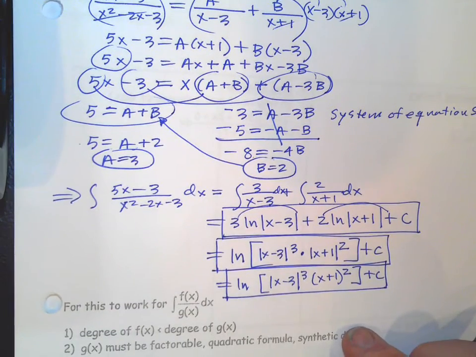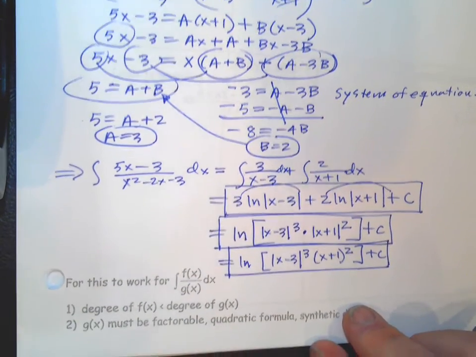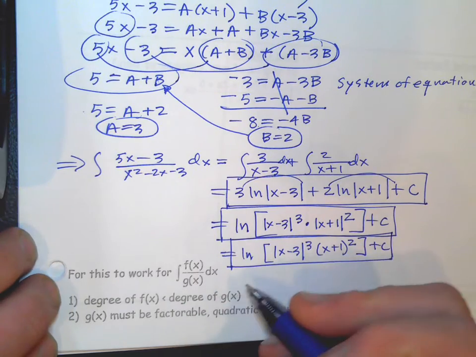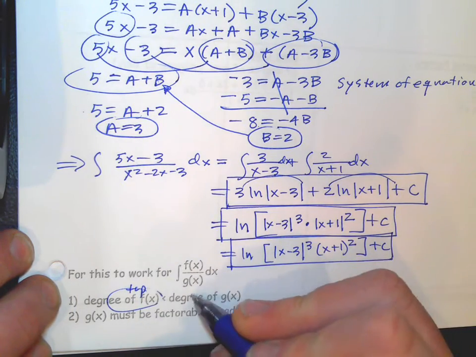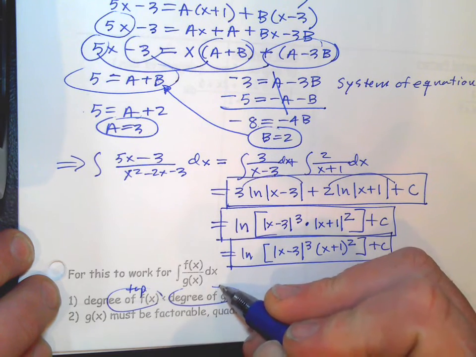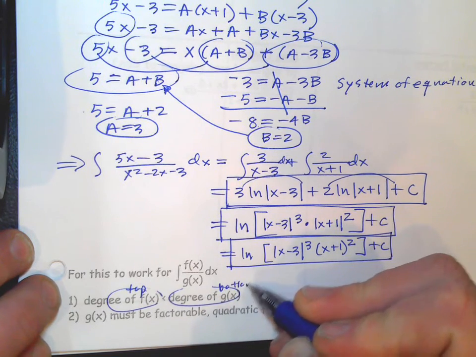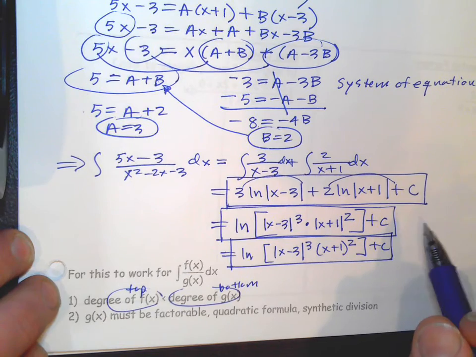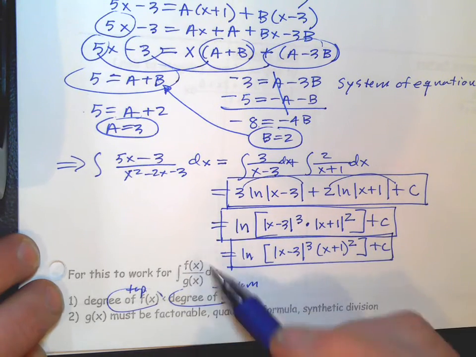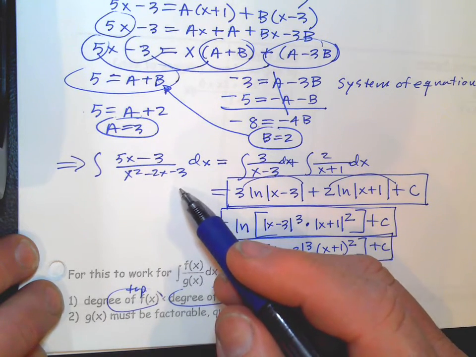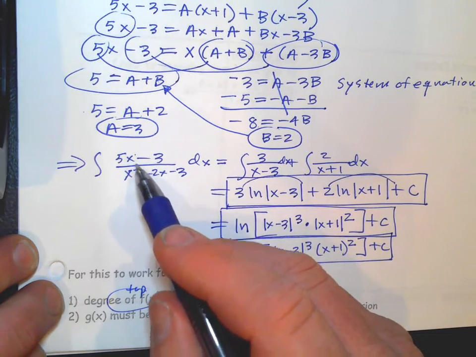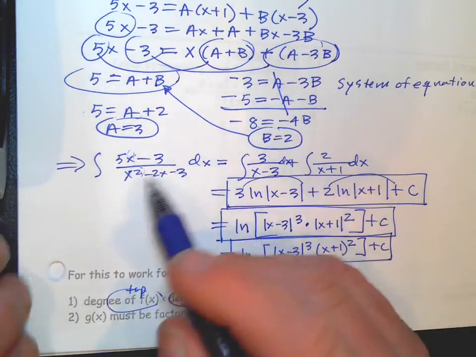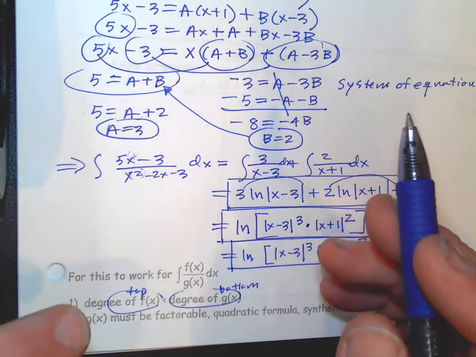Now, there are some restrictions for this to work. The degree of the top, the numerator, has to be less than the degree of the bottom, the denominator. Otherwise, we have a different technique to use first. So this is degree 1, this is degree 2, the highest exponent. It works. If it were the other way around, upside down, we couldn't do it.